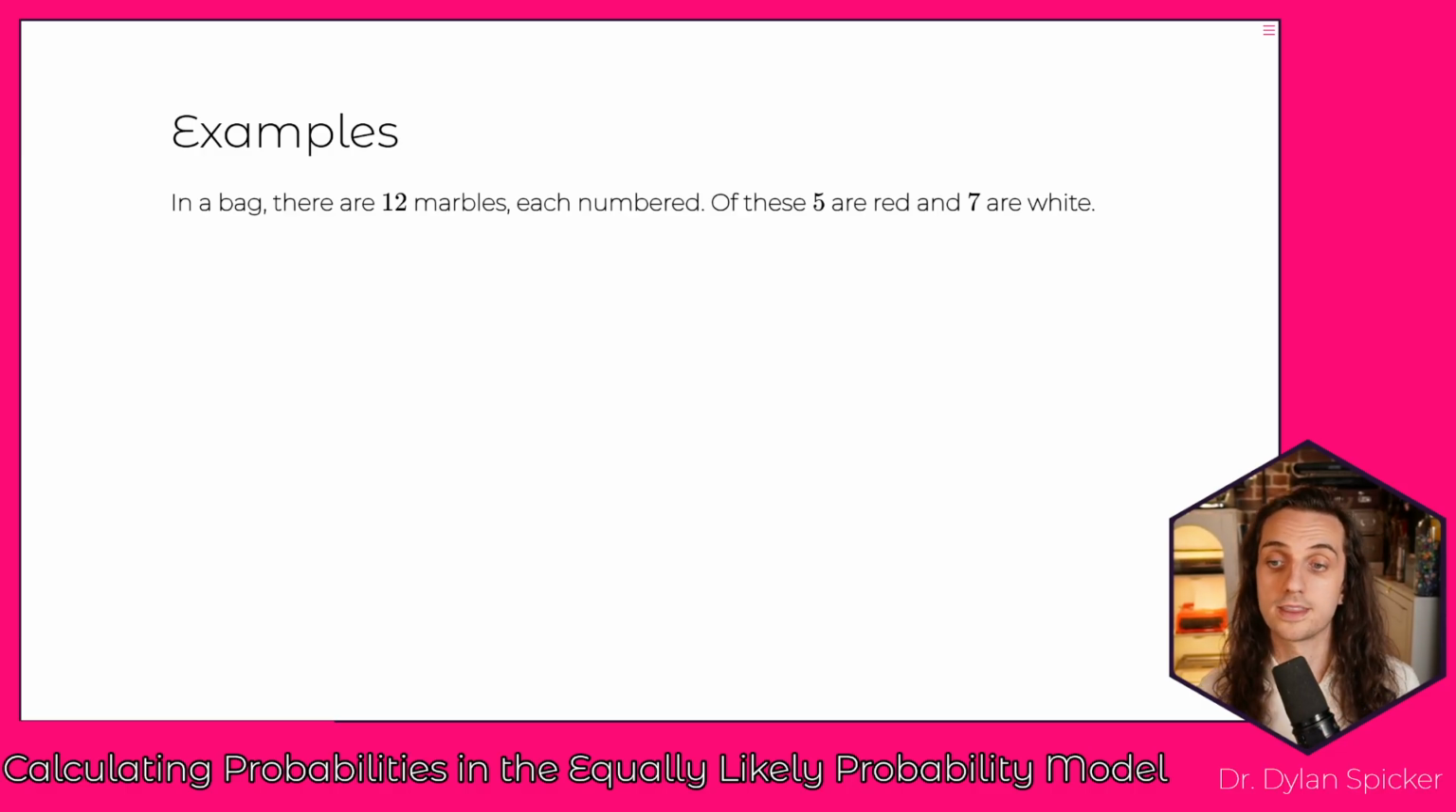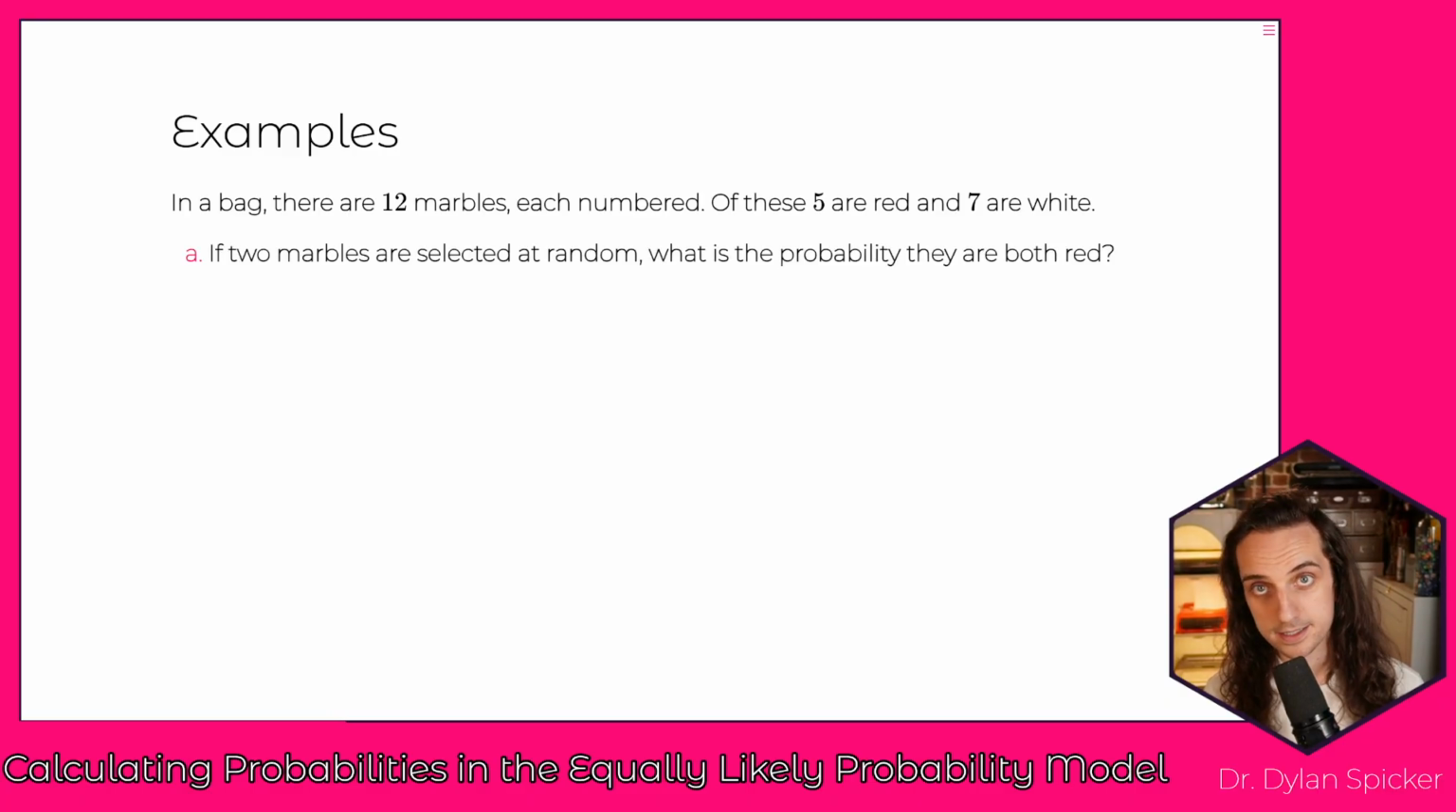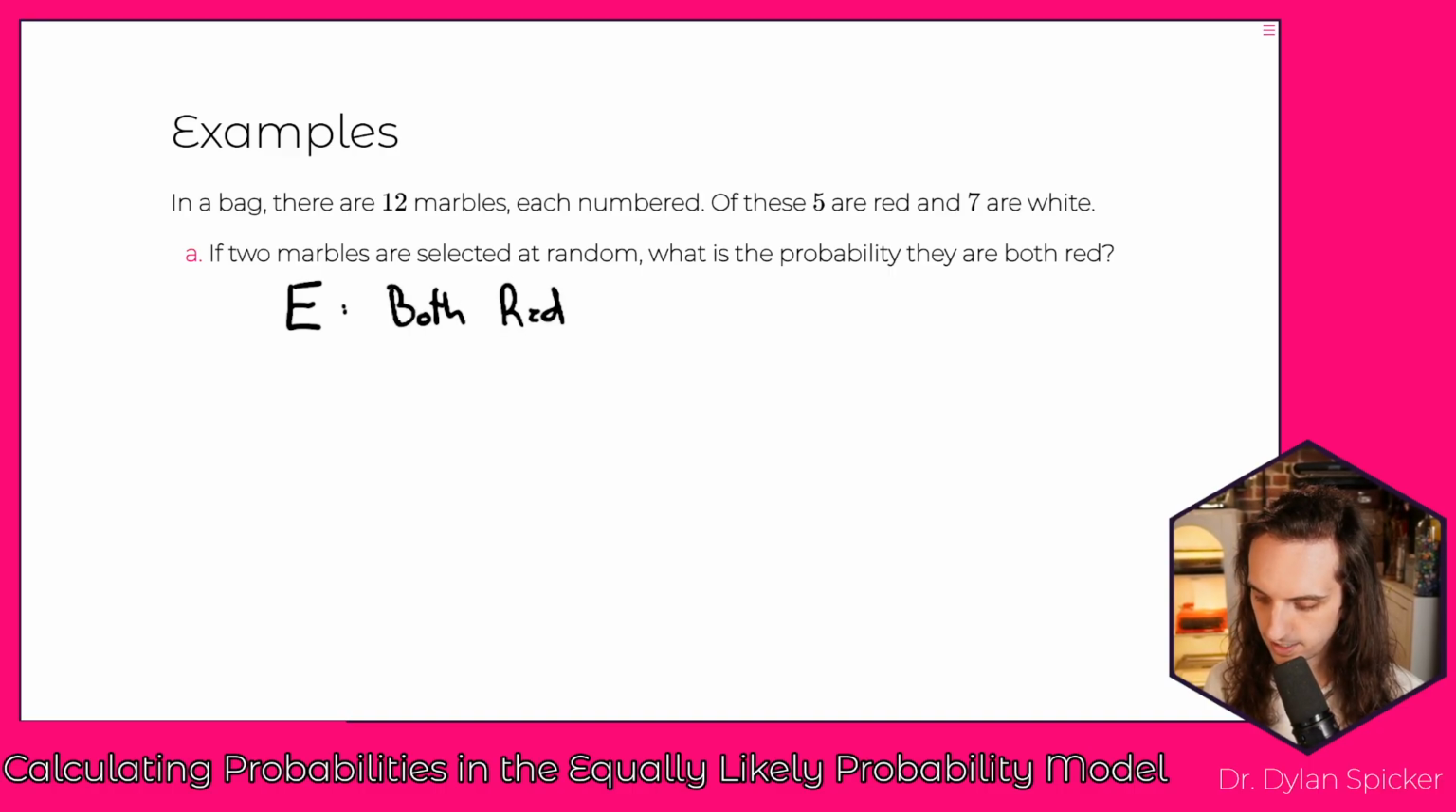So we're going to start with a bag where there are 12 marbles. Each of them are numbered, 5 of them are red, and 7 of them are white. Now, if 2 marbles are to be selected at random, what is the probability that they're both red? Okay, and so we need to think about this. E is going to be the event that they are both red. And so what we want to find is the number of ways that E can happen divided by the total number of things that can happen.